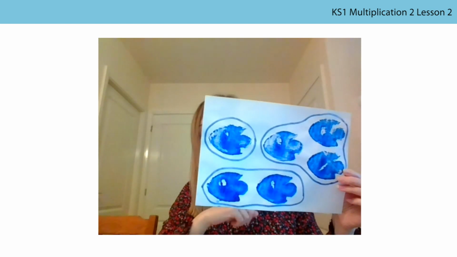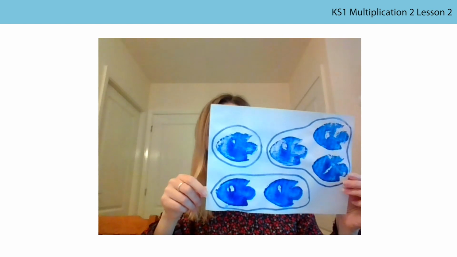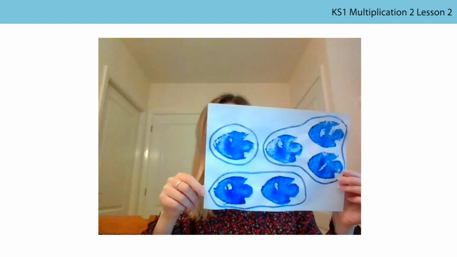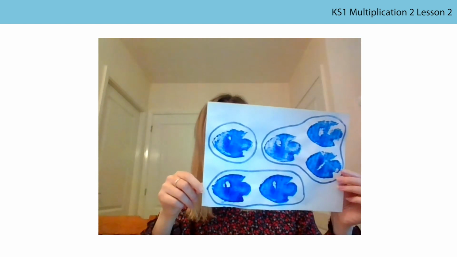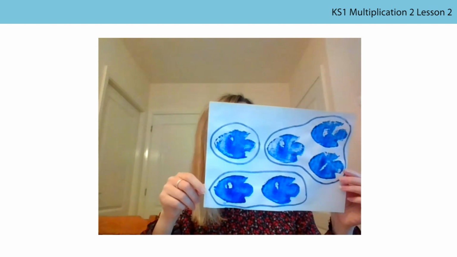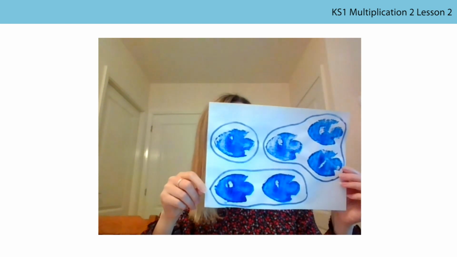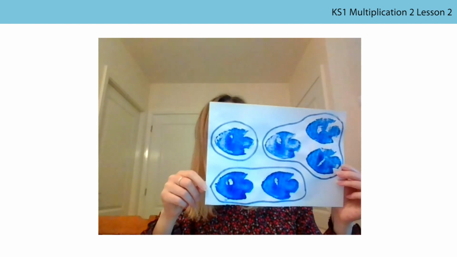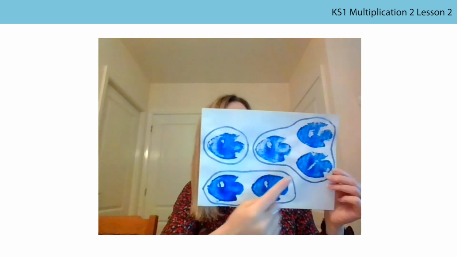Here are my fish. What do you notice about my fish? Have a look at how many fish are in each group. Is there the same number of fish in each group or a different number of fish in each group? Press pause on the video and have a little look. What did you notice about how the fish have been grouped? Have they been put into equal groups or unequal groups? Super, they have been put into unequal groups, haven't they? Because there is a different number of fish in each of my groups.